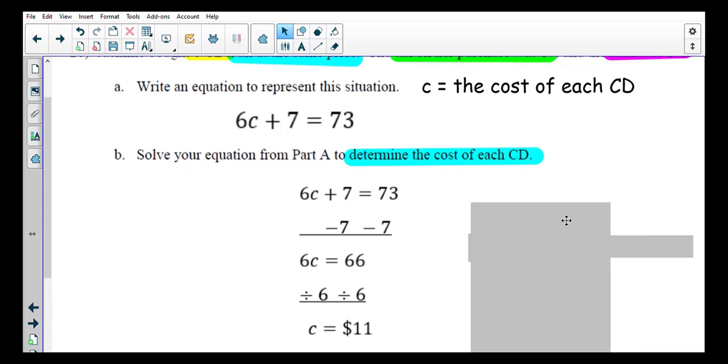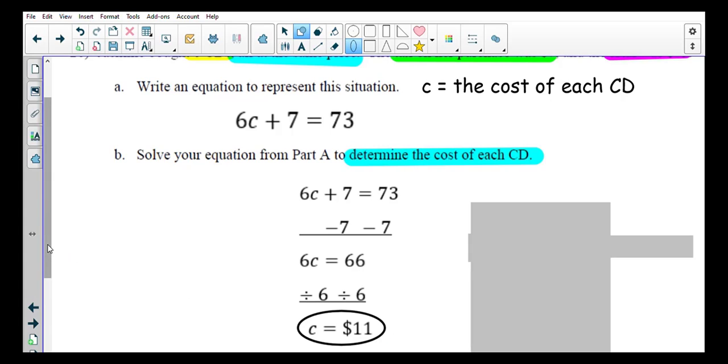Keep in mind, it's a good idea to label your solution. I've had students write 11 CDs. In fact, I think I might have done that in the past on an answer key and had to fix it. In this case, we're trying to find the cost of each CD. Each CD is $11. Again, a very simplified version of a real life problem, but we have to start somewhere.